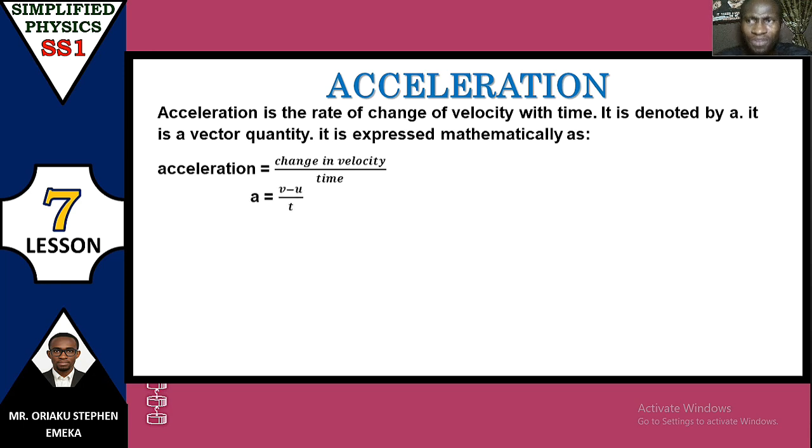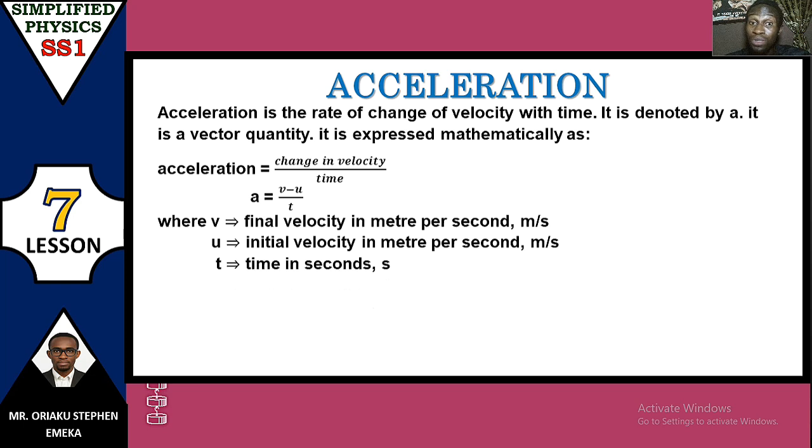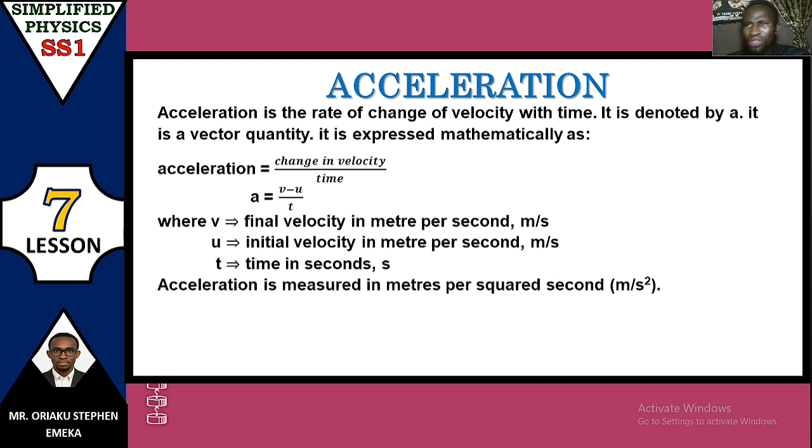Now, what is change in velocity? We have v standing as the final velocity and u standing as the initial velocity, divided by time. So final velocity is measured in meter per second. u, initial velocity, is also meter per second. t is time, which is second. So what is the unit of acceleration? Meter per second divided by second, and that is going to give us meter per second square.